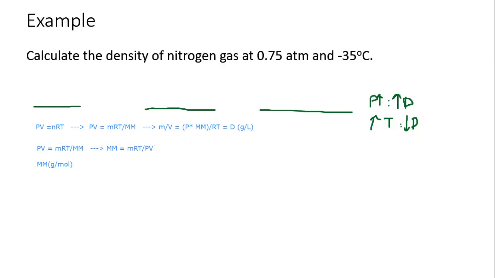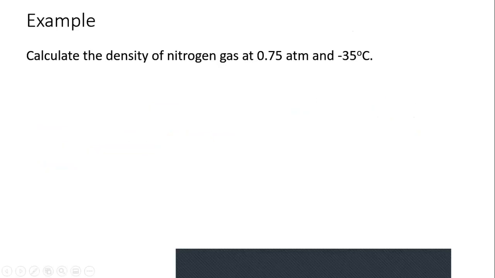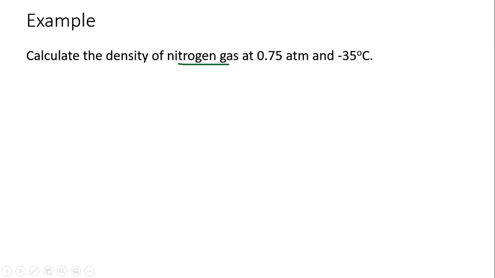So here we want to calculate the density of nitrogen gas at 0.75 atmospheres and negative 35 degrees Celsius. Here we're dealing with nitrogen gas. Remember nitrogen gas, what's special about it? That's correct, it's diatomic, N2. We want to calculate the density of a gas. So density is the pressure times the molar mass divided by RT.